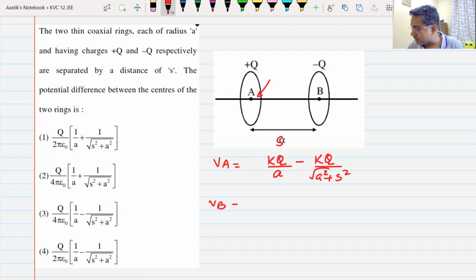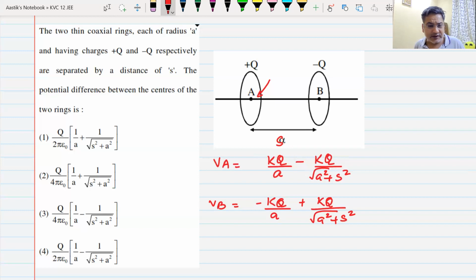The potential of point B will be minus KQ by A plus KQ by root over A square plus S square. You can now just subtract VA minus VB and get your answers. Yes or no? We understand this? And I think you will land up with the fourth option, option number 4, VA minus VB.